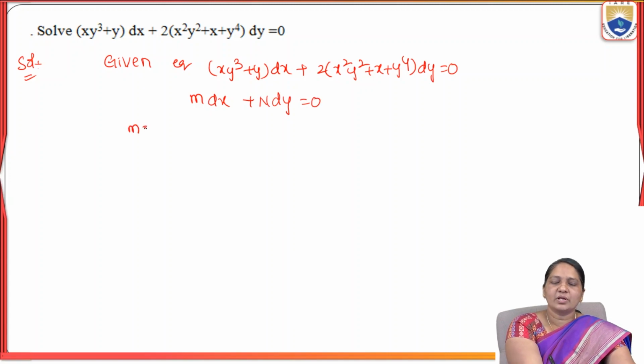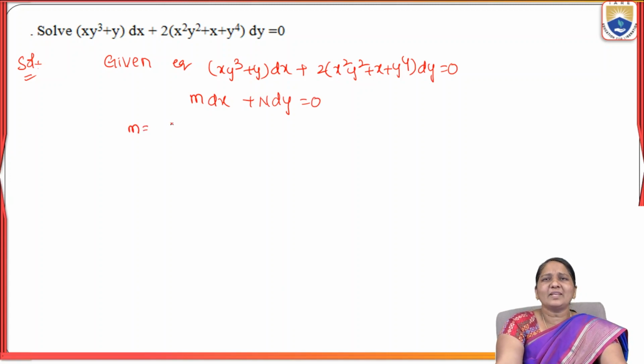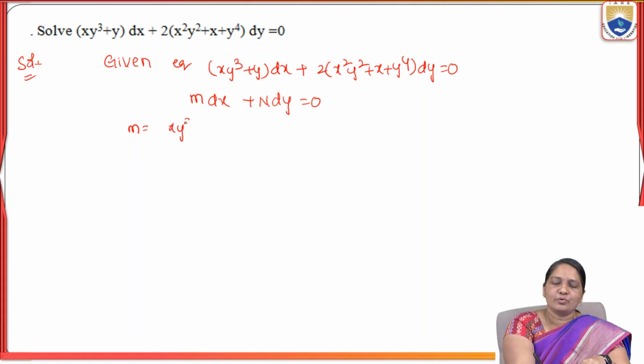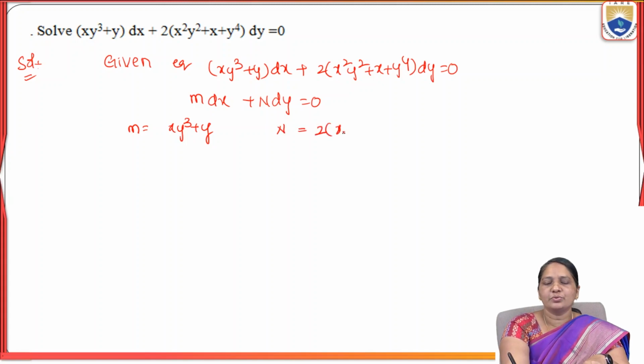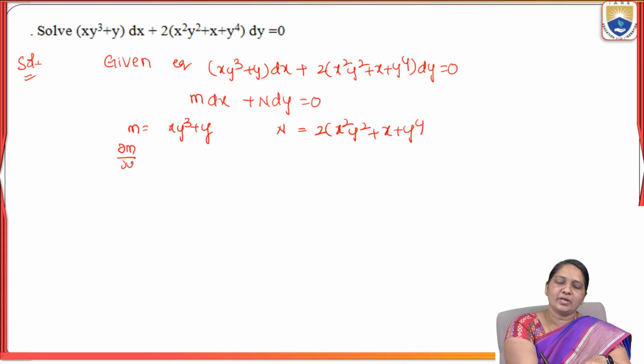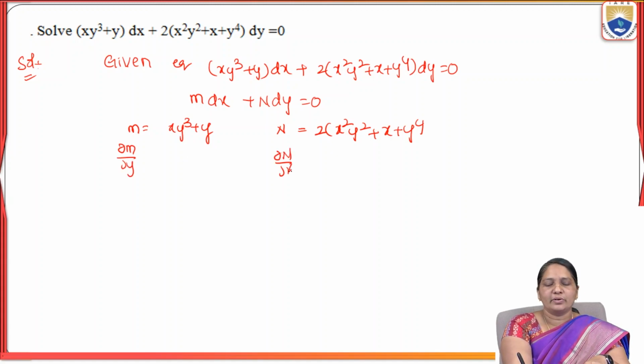So what is the M value? M value is xy cube plus y. And what is the N value? N value is 2 into (x square y square plus x plus y power 4). So now we are going to check dou M by dou y and dou N by dou x. What is the dou M by dou y value? When you are differentiating with respect to y, x is the constant. So the derivative of y cube is 3y square, plus the derivative of y is 1. So finally this value is 3xy square plus 1.